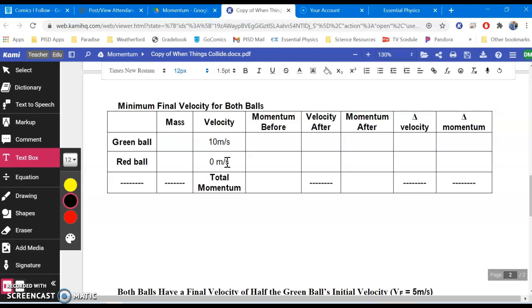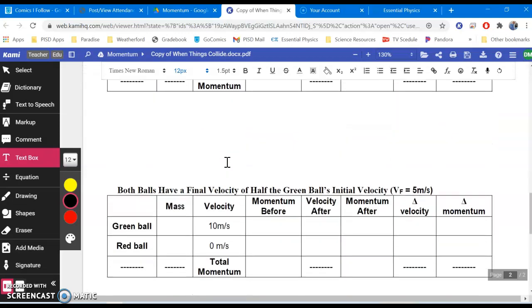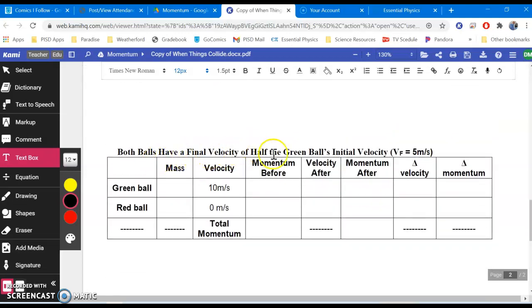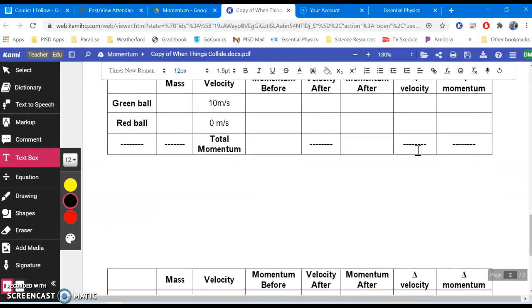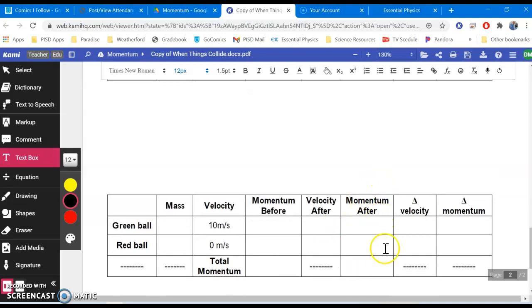Now, the last thing, you want both balls to have a final velocity of half of the green ball's initial velocity. Which means the initial velocity is 10, that's right here, so that means you want the final velocity to be 5 meters per second. So there you go, and that's what I'd like for you to do. There's one spare one down here at the bottom in case you mess up on one, but since you can just untype it, that probably shouldn't be a problem for you, but that's why it's here. So don't panic if you see this last one.